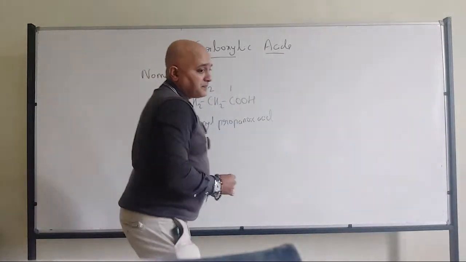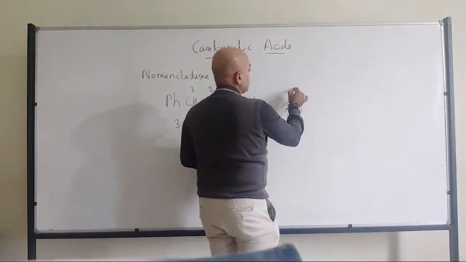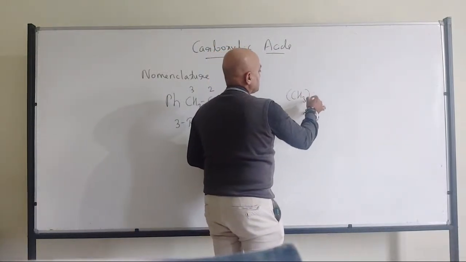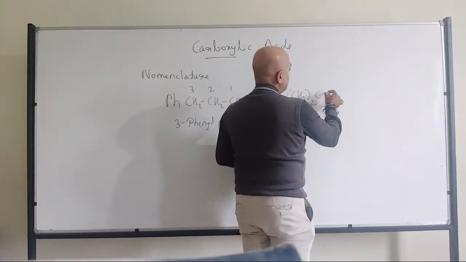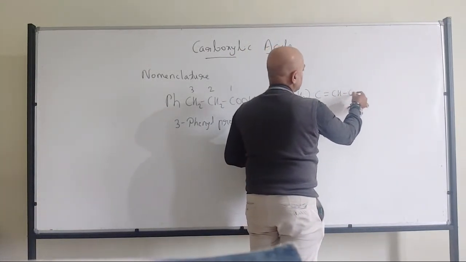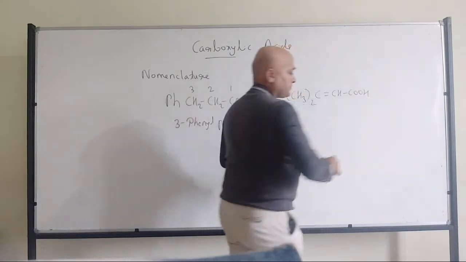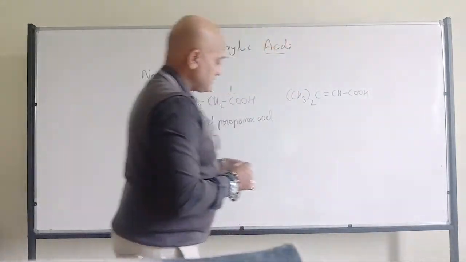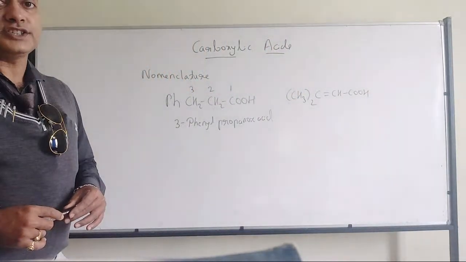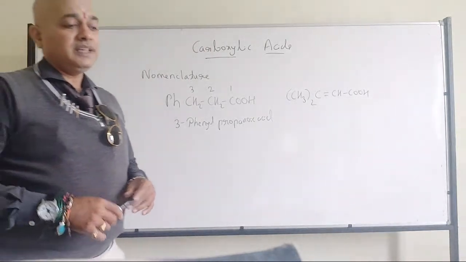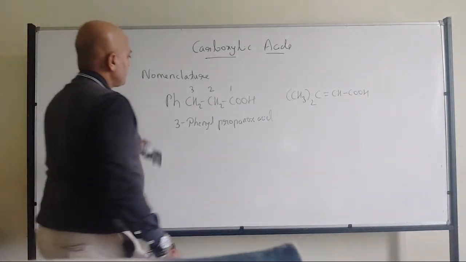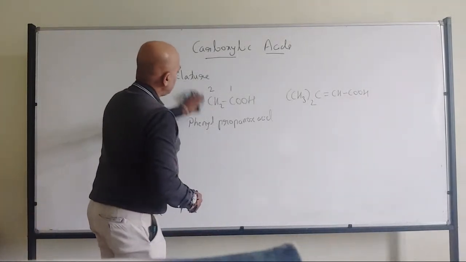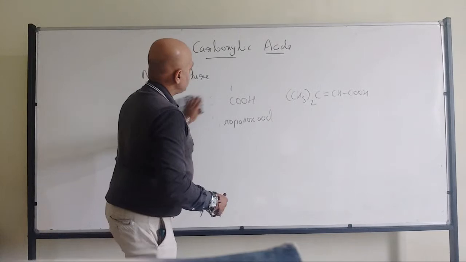So the next one they have given as CH3 twice, then C, CH, COOH. What will be the IUPAC name? This is done. 3-phenyl propanoic acid.